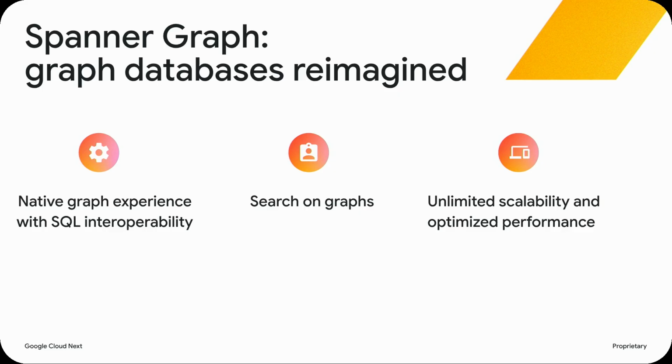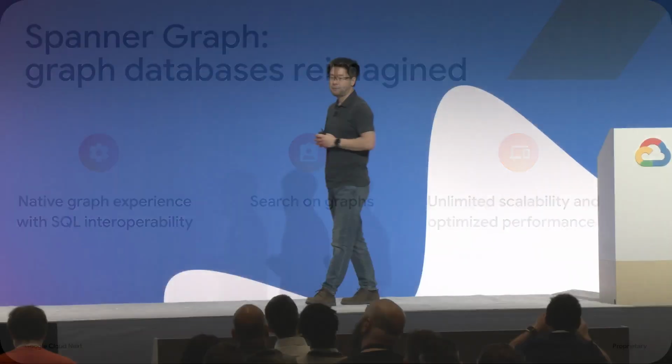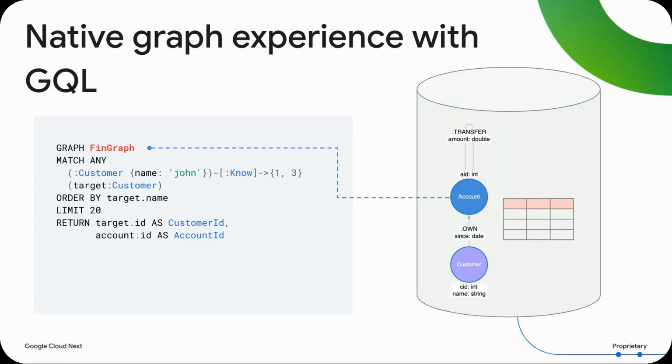OK, so what is Spanograph then? It has 3 main pillars. The first pillar is the native graph experience with SQL interoperability. The second pillar is search on graphs. And the third pillar is scalability and performance. So let's dive right in. First of all, Spanner Graph is a graph database. So we want to make sure that the experience is smooth. For that, we provide you a native graph experience with GQL.